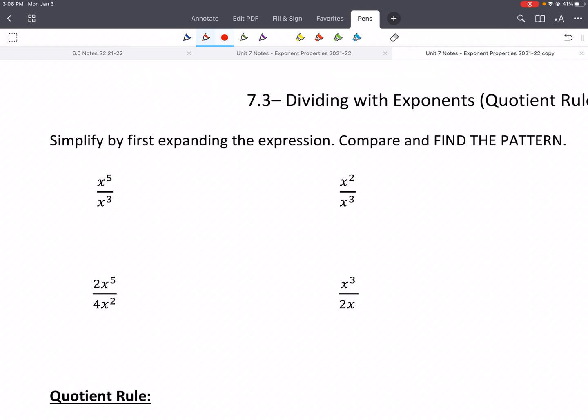But hey everybody, this is 7.3. We're doing dividing with exponents. It's called the quotient rule. Alright, so we want to figure out what happens if we are dividing like bases.